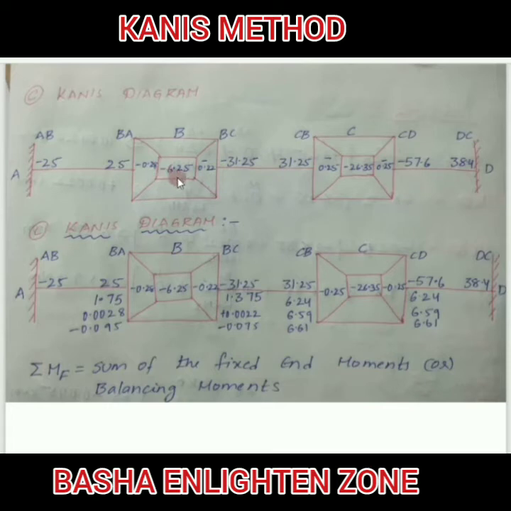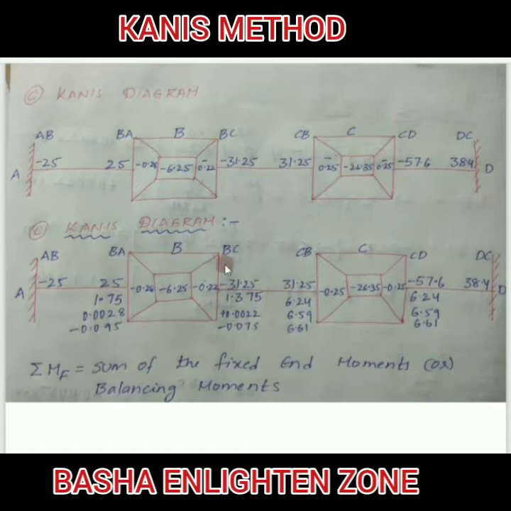So we have to sum those 2 fixed moments and write it down here. Similarly, for joint C, there will be 2 fixed moments, that is 31.25 and minus 57.6. Then you have to add these 2: minus 57.6 plus 31.25, you will get minus 26.35. Then we have to write it down in that particular box. So that is the procedure.